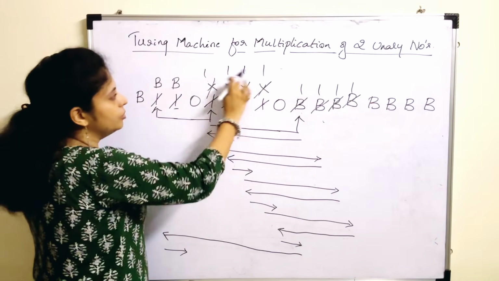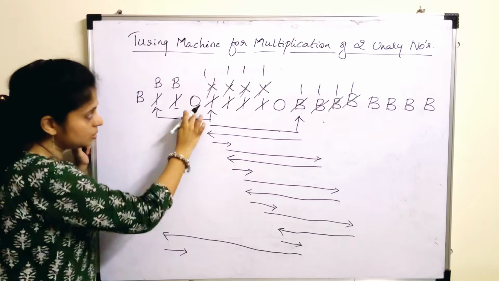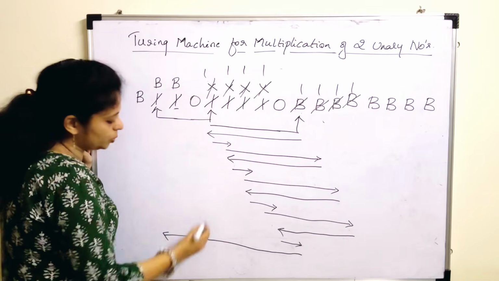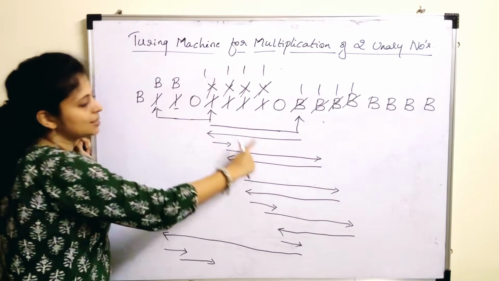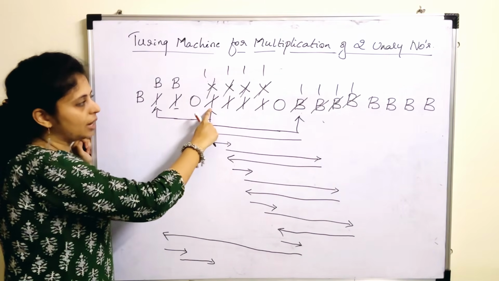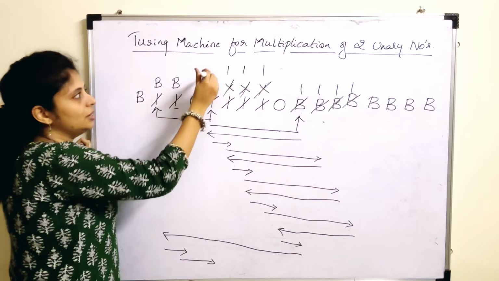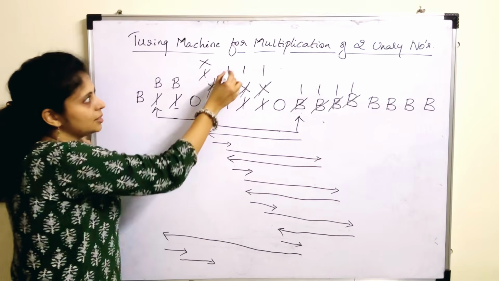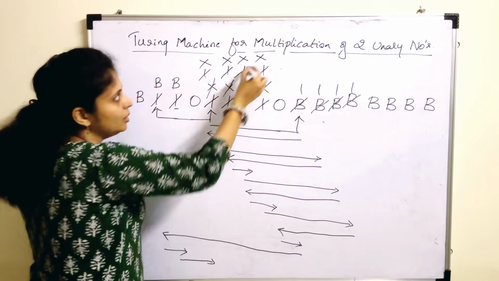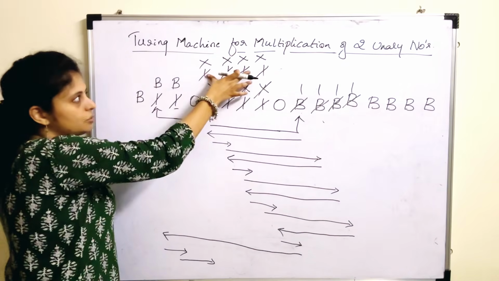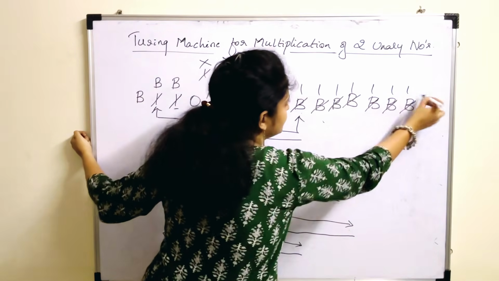Now already we have 4 ones. So 0, 0 remains 0 only, move towards right side. Now this same process will be repeated, just like how we marked this one with X in the previous case. Again this one will be marked with X, second one will be marked with X, third one will be marked with X, fourth one will be marked with X. For these 4 ones, we'll mark this 4 blank symbols.